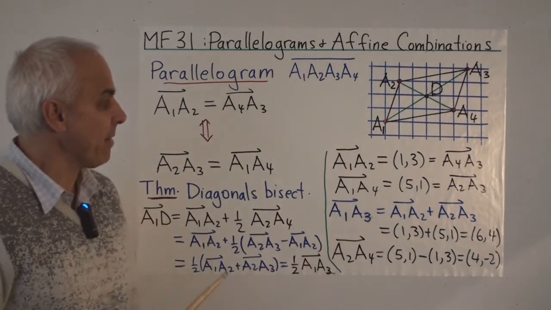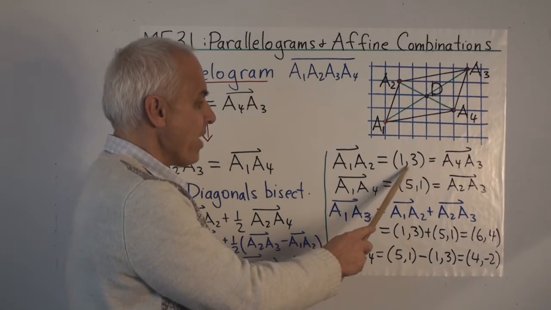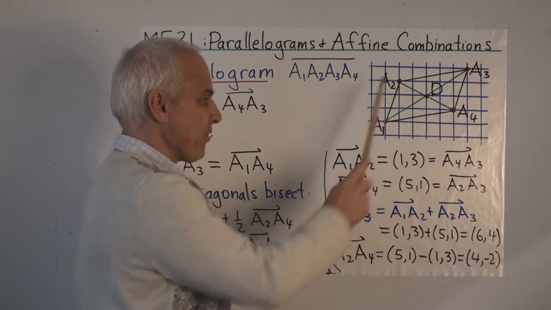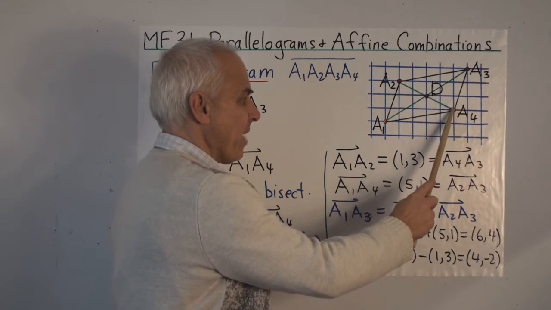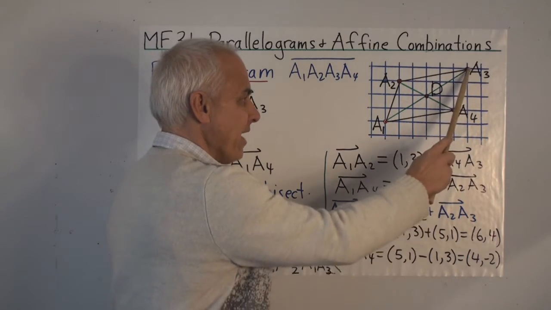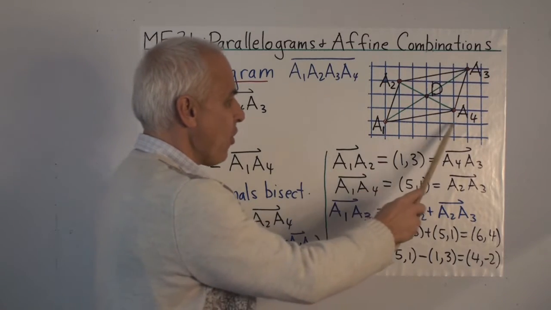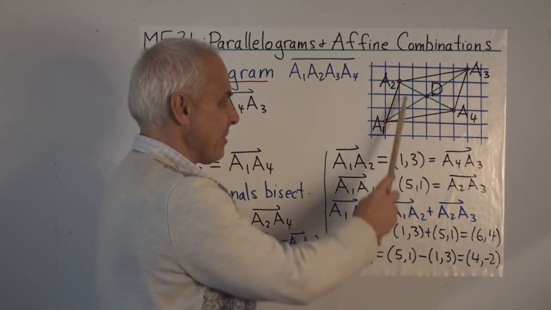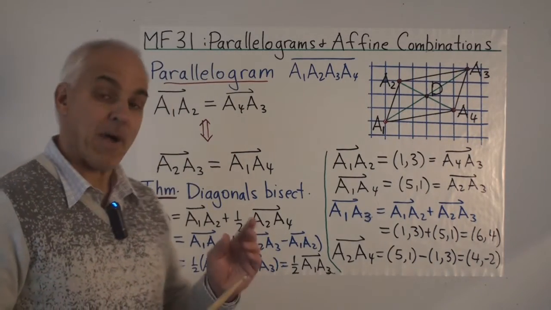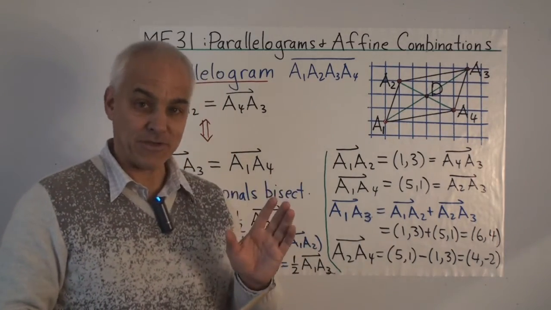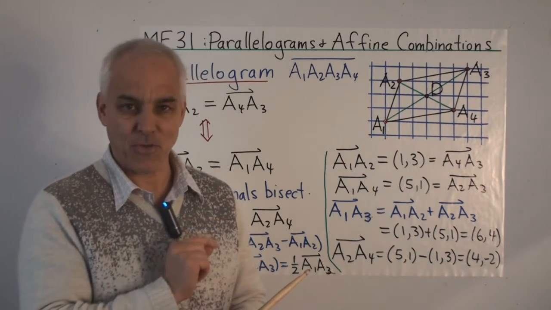In this particular example, here are what the numbers look like. The vector A1A2 is (1, 3) because we go over 1 and up 3 going from A1 to A2. That's the same as going from A4 to A3, over 1 and up 3. The vector A1A4 is over 5 and up 1. That's the same as the vector A2A3, over 5 and up 1. And I remind you that we use round brackets for vectors to distinguish them from points, which are expressed with square brackets.